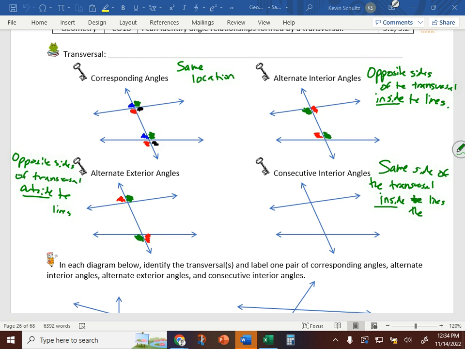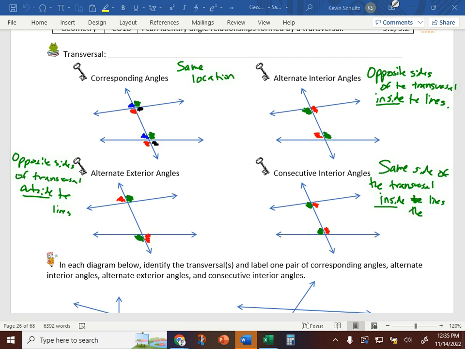So very similar to alternate interior, only if I start with this angle, like I did with alternate interior, this time I stay on the same side of the transversal, and that would be its partner angle, consecutive interior. Same side of the transversal, inside the lines. So this one would be the other one, and consecutive, same side of the transversal, inside the lines. Okay?